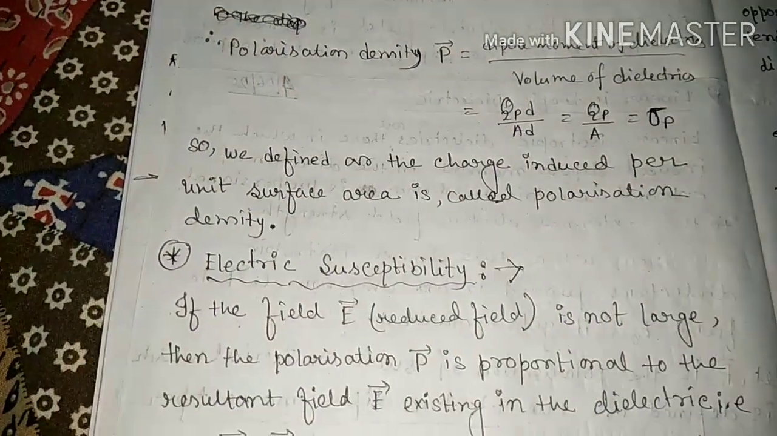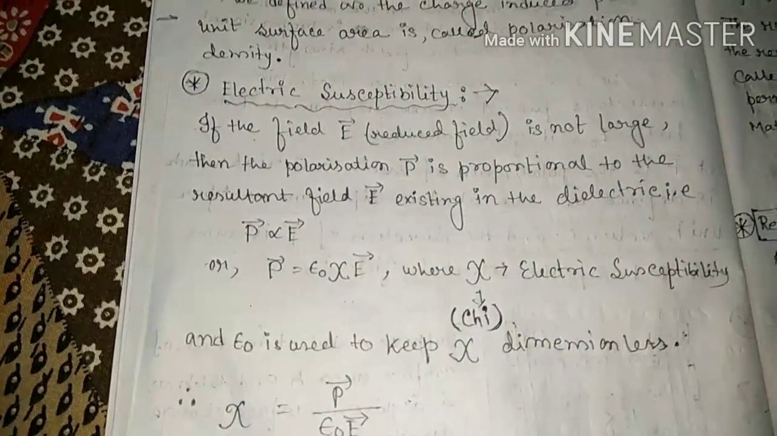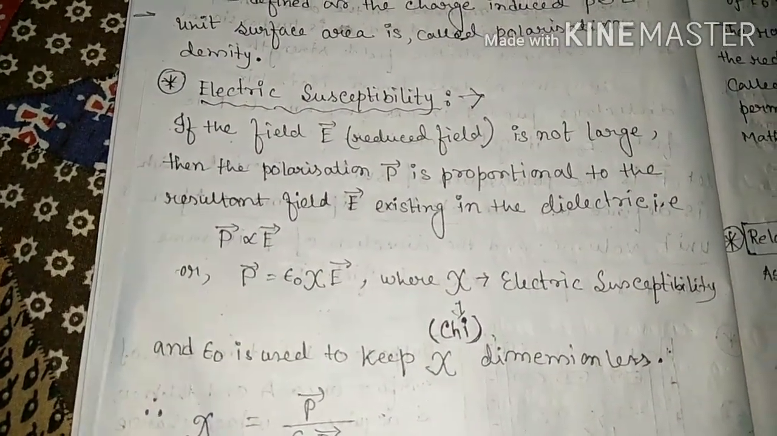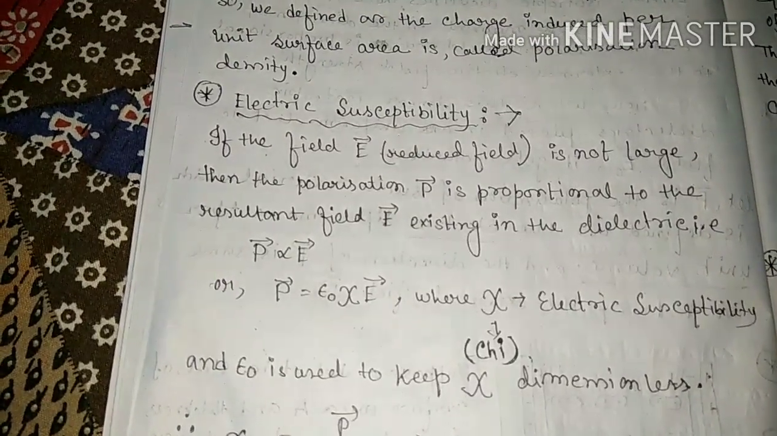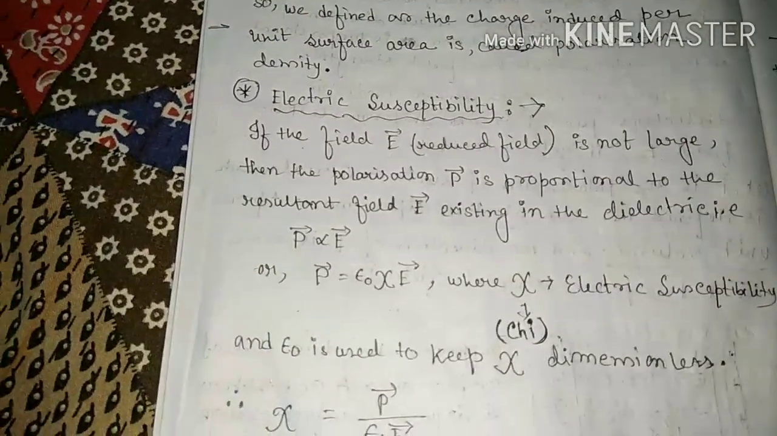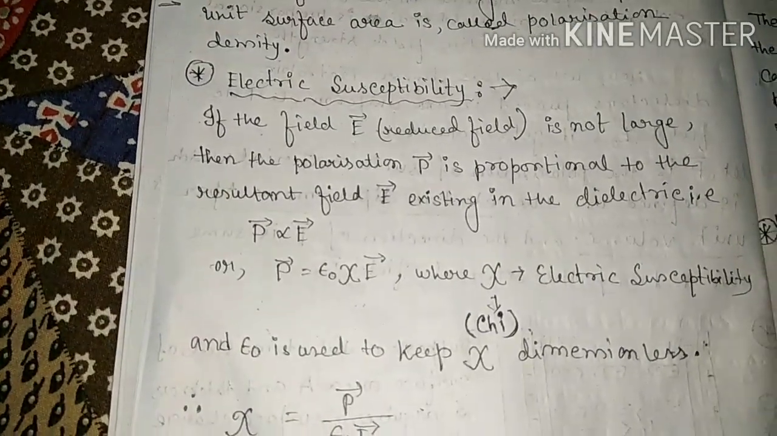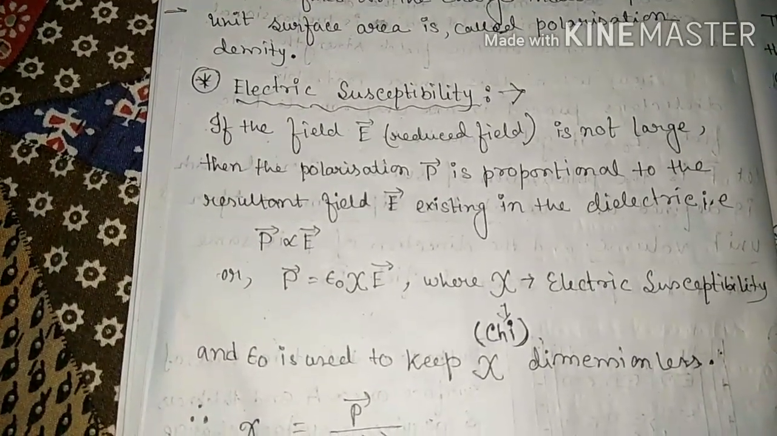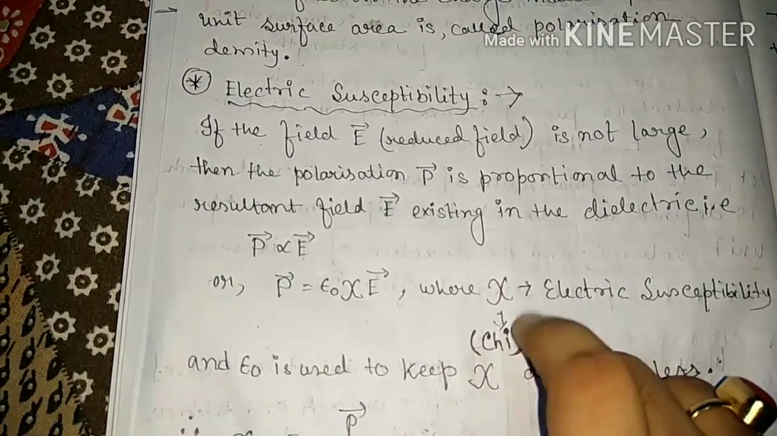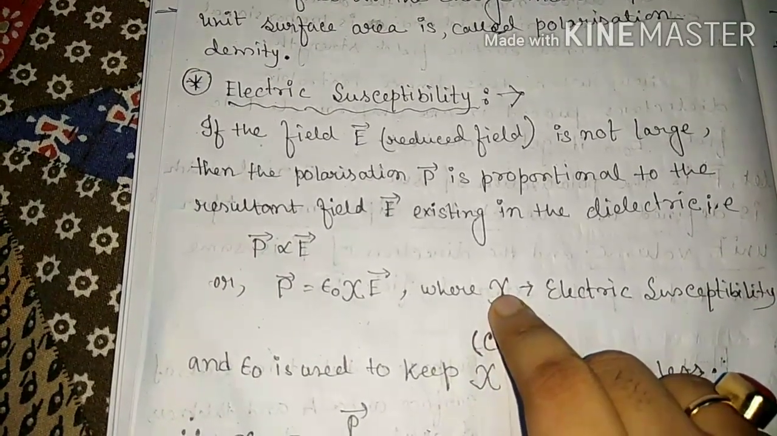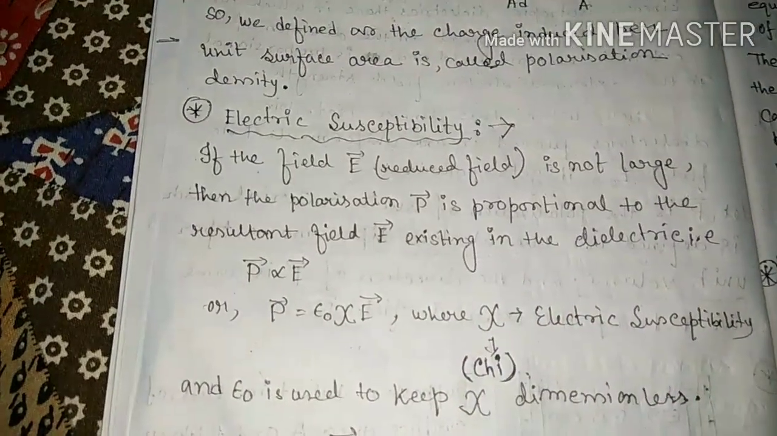Okay. The next term related to the dielectric is electric susceptibility. This electric susceptibility is a term which also gives us the behavior of the dielectric inside an electric field, that means totally the behavior of the dielectric. It is denoted by chi, a Greek letter, chi.